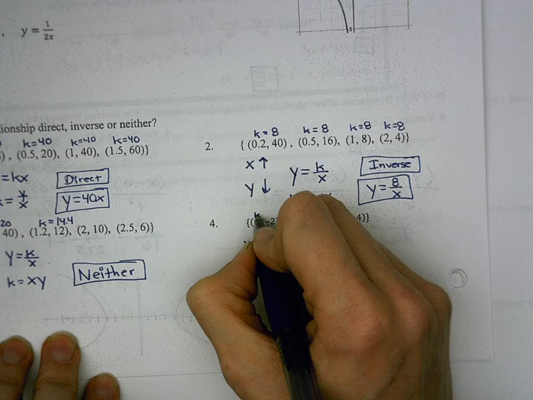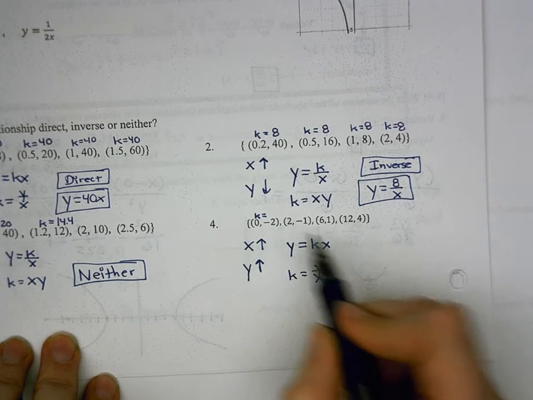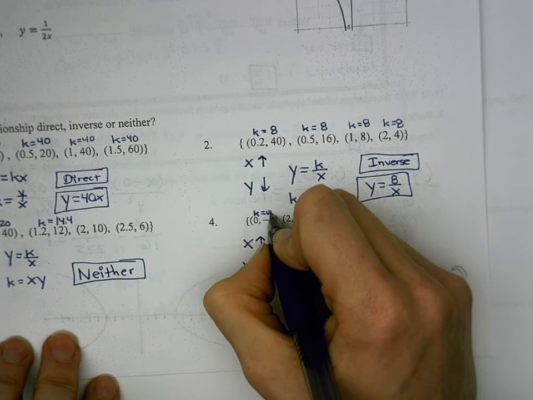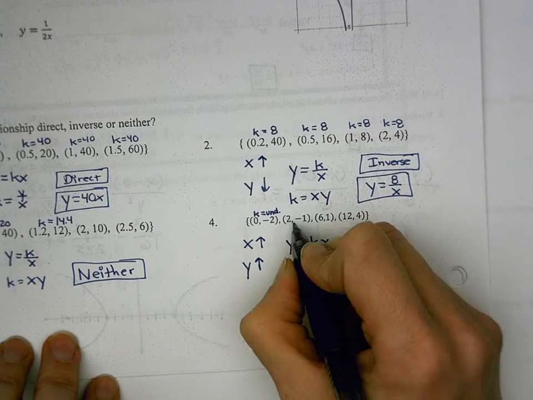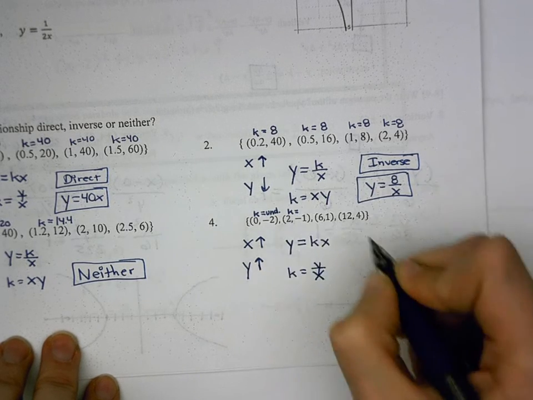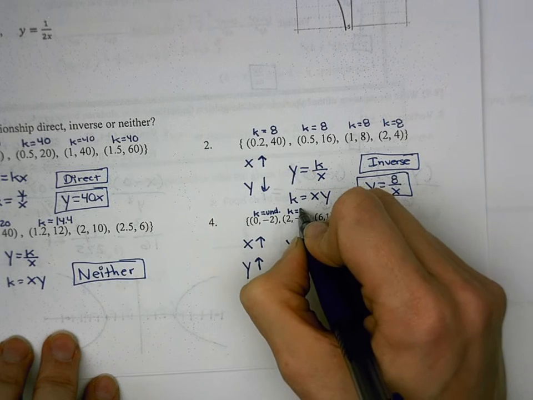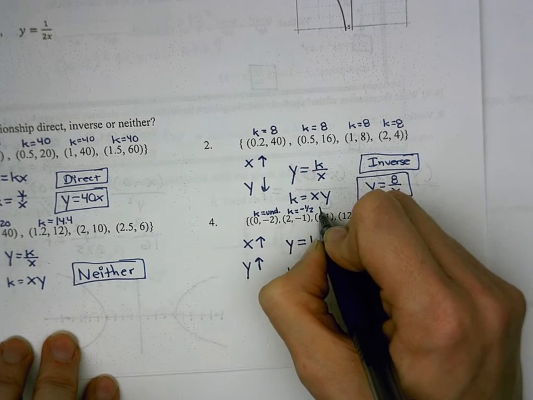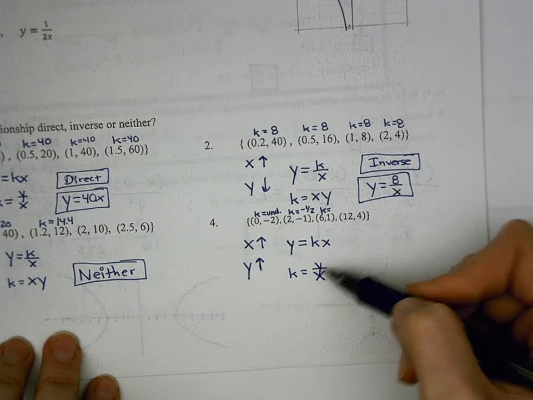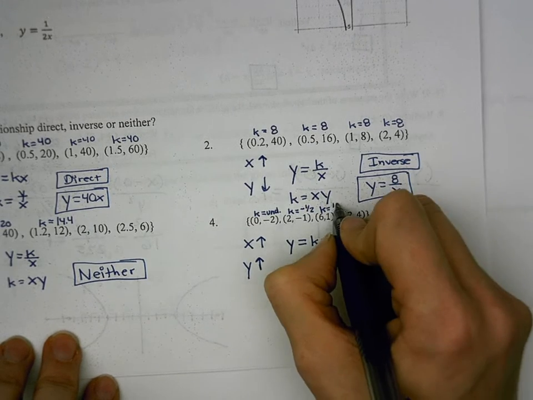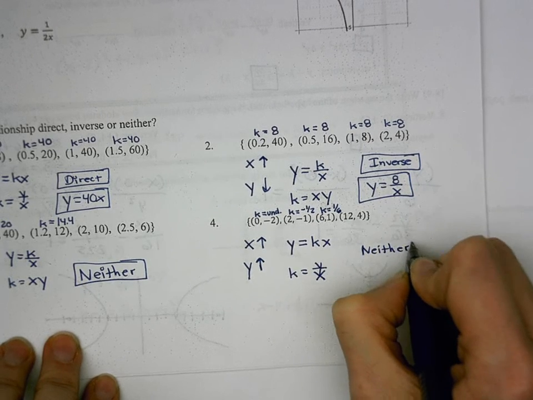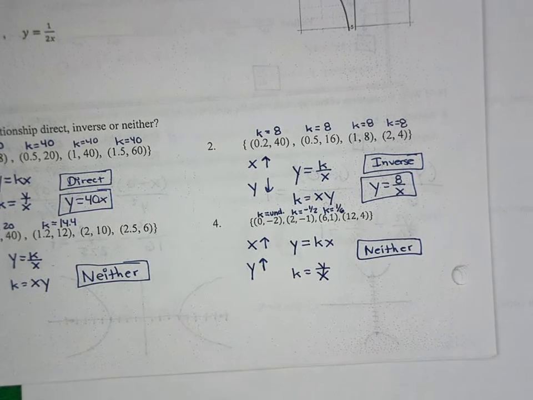So for this first one, we have K equals -2 over 0, which is undefined, so that's already pretty suspicious. If we were to check a couple others just to kind of confirm, -1 divided by 2 is -1/2. Okay, so we're pretty sure now, but as soon as we hit that next one, 1 over 6 is 1/6. Okay, and now for sure we know that this is neither. Those K's are by no means consistent, and so this is neither inverse nor direct.